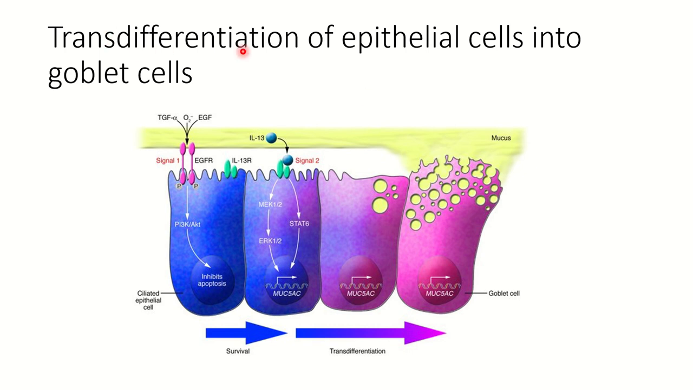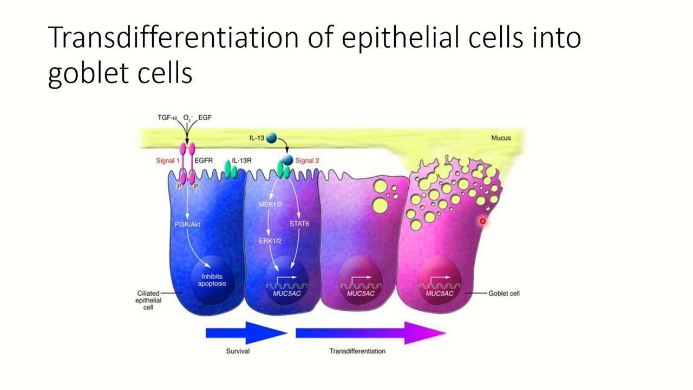There's something called transdifferentiation of epithelial cells into goblet cells. Normally, you know the term differentiation of a cell. For example, take a stem cell. A stem cell is an immature cell which can differentiate into any type of mature cell. It can form an RBC, WBC, epithelial cell, or goblet cell. But the term transdifferentiation means one mature cell transforming into another mature cell.